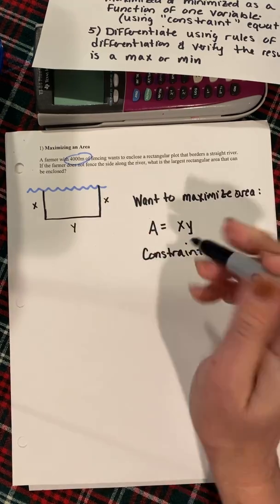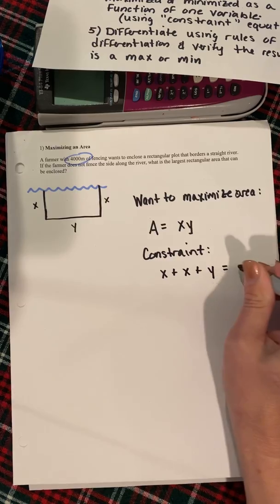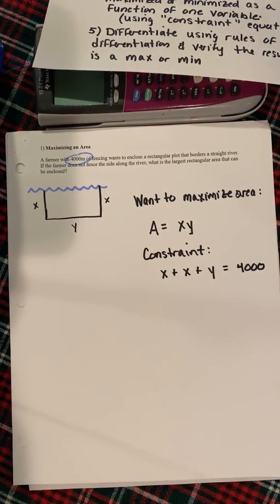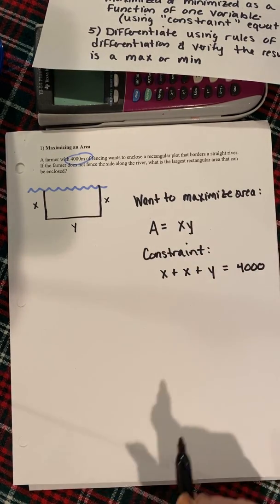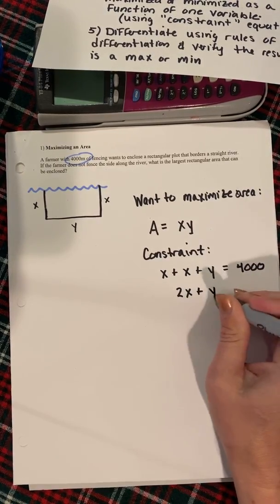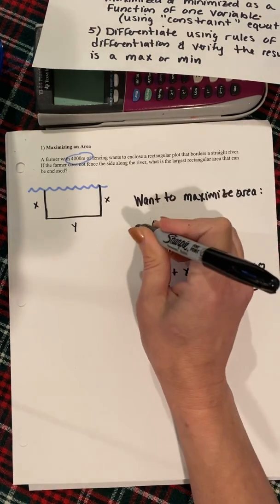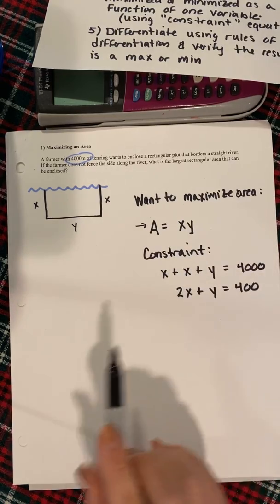So the sum of these 3 sides can be no bigger than 4,000, and common sense tells us that in order to get the maximum size of a pen, we would have to use all 4,000 feet. So I'm just going to combine this, and I'm going to rewrite this as 2x plus y equals 4,000. So this is what we want to maximize, A, a function of 2 variables. Here's our constraint. Now, we're going to use our constraint to rewrite the area in terms of 1 variable.